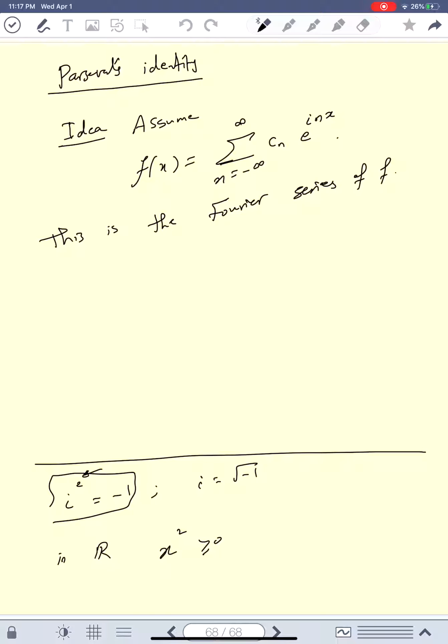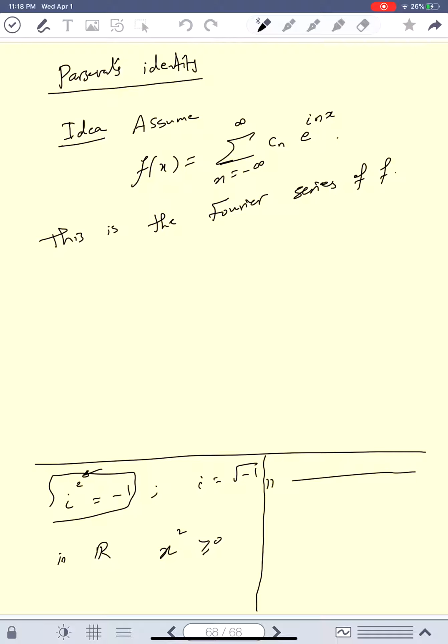So what is the operation in complex numbers that corresponds to squaring real numbers? What's the operation you're doing in complex numbers that guarantees you will be getting a positive number? It is what we call the modulus. It is the modulus. So what is the idea?